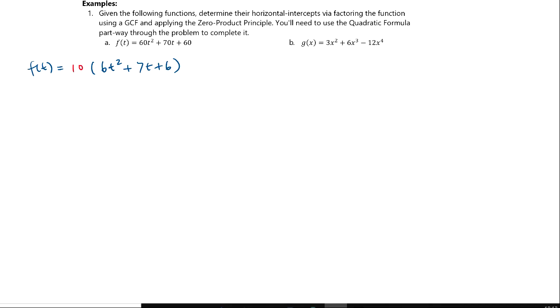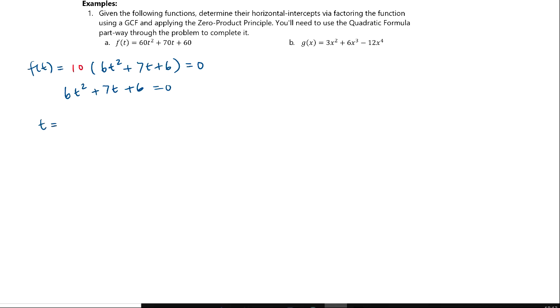And now if I want to find the horizontal intercept, that means I want to set the function equal to 0. And once I do this, I have the option of either 10 equals 0 or whatever I have in the parentheses is equal to 0. First of all, we know 10 cannot be equal to 0. They're just not equal. And that tells me really 6t squared plus 7t plus 6 is equal to 0 in this case. And that's my only possibility to find the horizontal intercept if they exist. And to solve this one, right now the tool we have is a quadratic formula, so we can go ahead and use it over here.